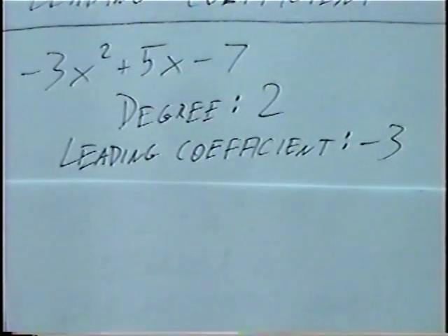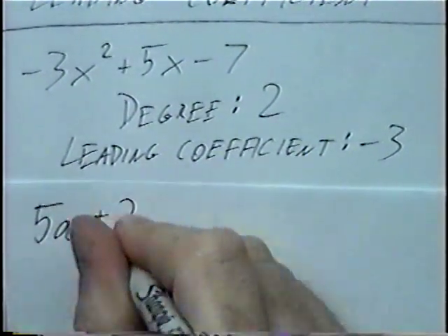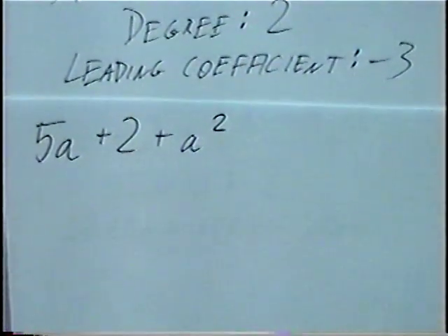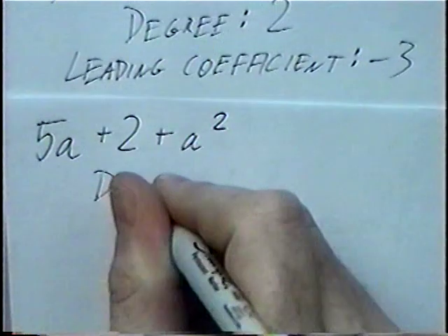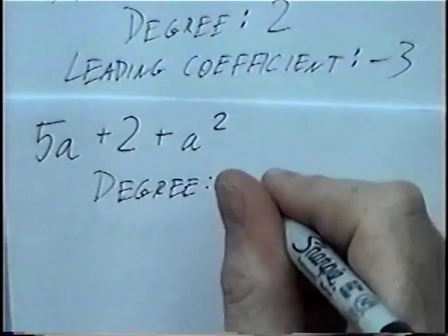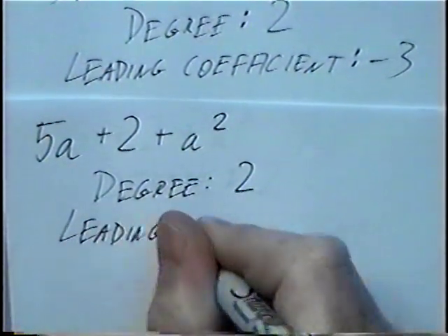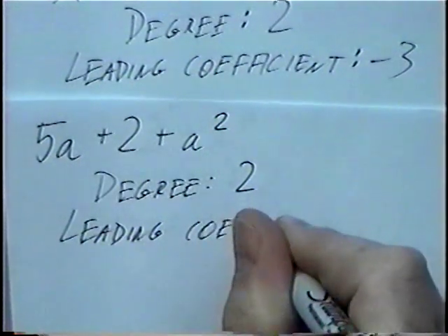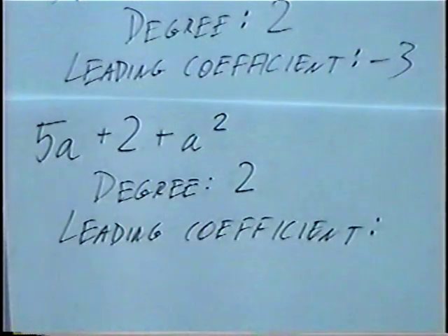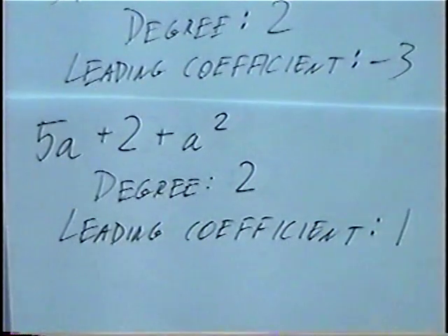Next problem is 5a plus 2 plus a squared. The degree, which again is the highest exponent, would be 2. And the leading coefficient, leading coefficient is the coefficient in front of the highest exponent, which in this case would be 1.